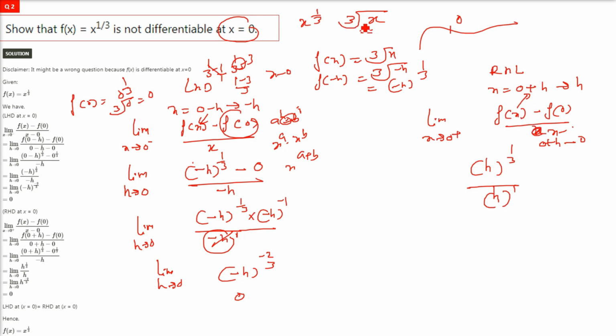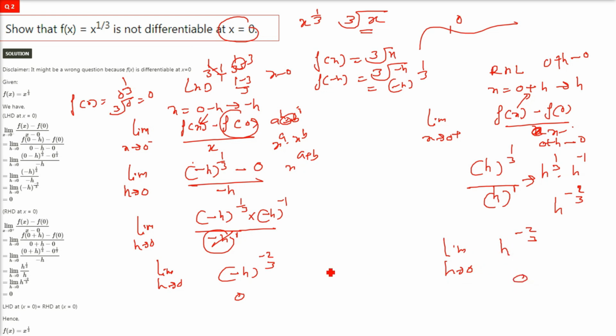So here we have h to the power 1 by 3 and h to the power 1 in the denominator. Same way as we did on the left hand side, h to the power 1 by 3 divided by h to the power 1, the denominator goes up. So it will be h to the power of minus 1. So h to the power 1 by 3 into h to the power minus 1. 1 by 3 and negative 1 get added. It is going to be h to the power minus 2 by 3. Again, whatever you do with h doesn't matter because h tends to 0 and it is going to be 0 only.